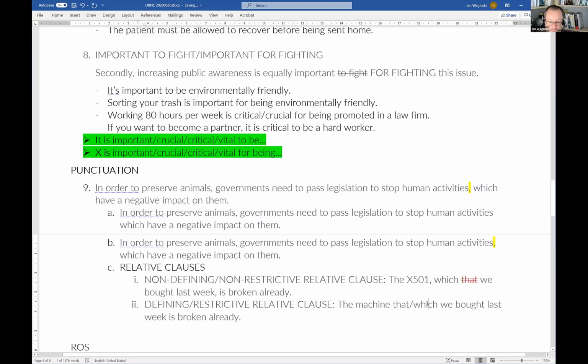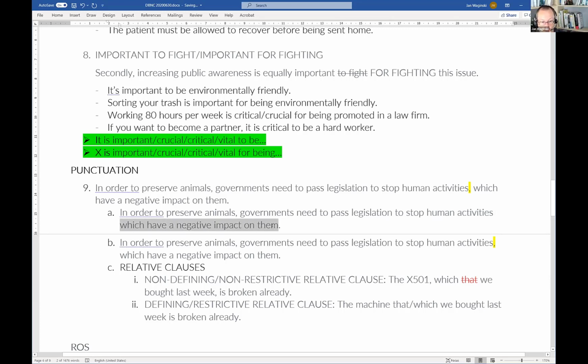In the non-defining case, do not use that. If in doubt, use which. But that's not the issue here. The issue is: shall we put a comma or not? Exactly. If it's extra information, we have to put a comma. But if we know what it is, this is now the sentence.